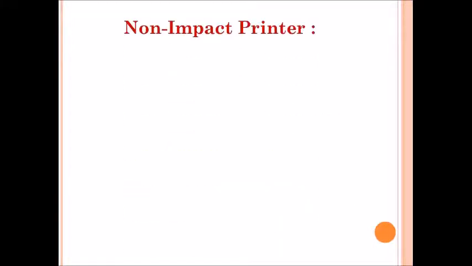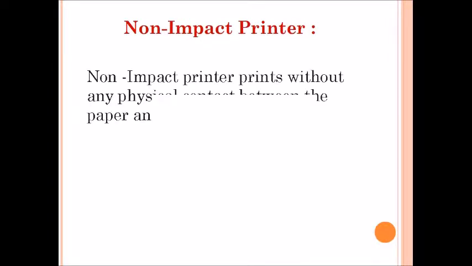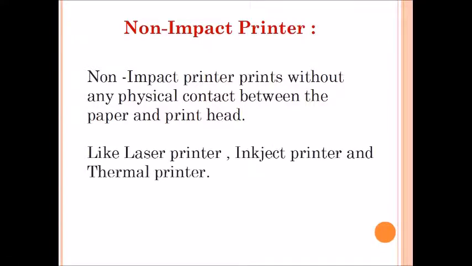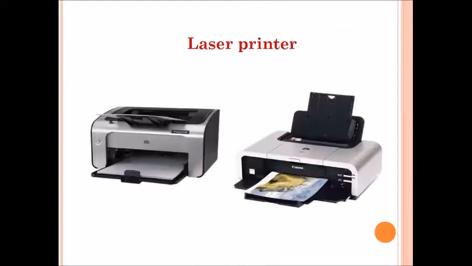Next is the non-impact printer. The non-impact printer prints without any physical contact between the paper and the print head. Non-impact printers include laser, inkjet and thermal printers, meaning they use different technologies for transferring the text and graphics to the print media. That's why there is no need for any physical contact between paper and print head. Some examples are laser printer, inkjet printer and thermal printer. Look here, this is our laser printer and inkjet printer.